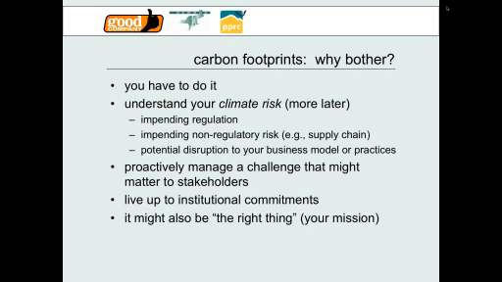And then last, it might also be the right thing. And I don't mean this in a grand sense. You know, there's no sort of globally applicable ethics code, but in some organizations, the organizational culture and organizational mission, especially, really require you to take a close look at these things.